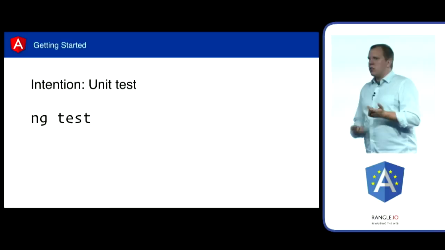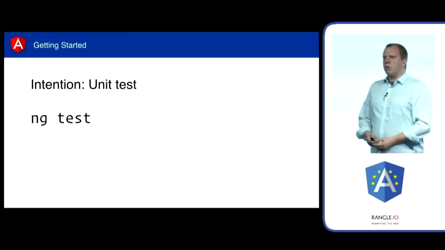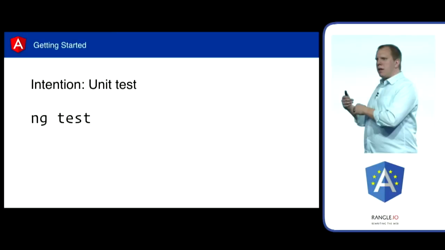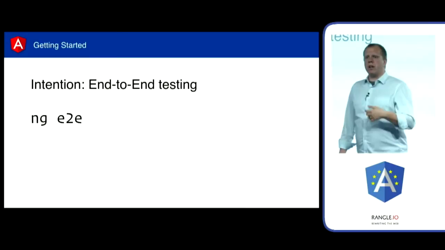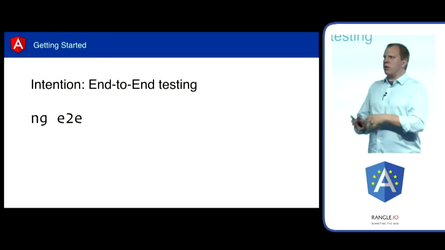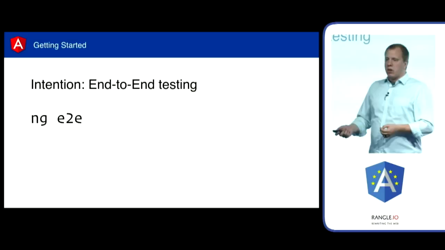Your intention is to unit test, so you want to run the tests. You don't want to configure karma. You don't want to have anything to do like that. What you want is to actually build your app, run karma, and get the result. So you do ng test, and that's exactly what happens. Your intention is to end-to-end test. Same thing, you don't have to think about protractor. You don't have to think about the configuration of protractor. The CLI understands your app. It understands where your end-to-end tests are, where your page objects are and all that, and it basically runs end-to-end for you.